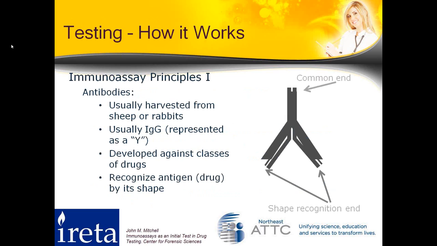When we look at it, the antibodies, which are usually harvested from sheep or rabbits, are represented as the Y shape here, and they're developed against different classes of drugs. When we're looking at our testing kits, and as we get these designer drugs, we see that there are more and more individual drugs and classes that we're testing for. The shape recognition at the end, the antigen, is recognized, and that's how, under the microscope, they identify the presence of the drug.